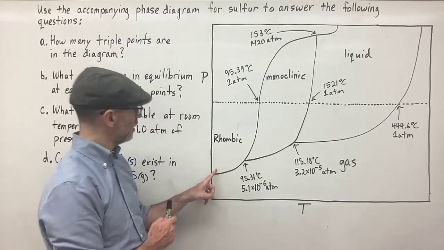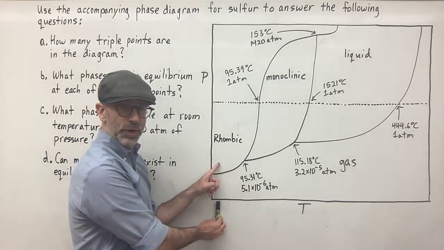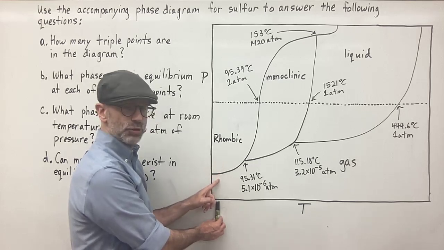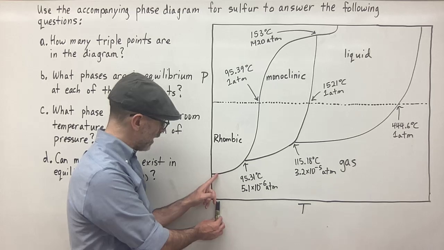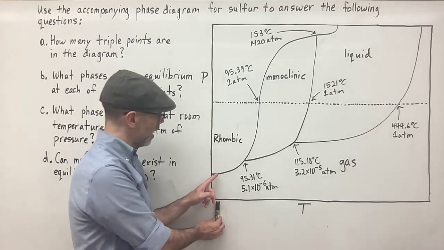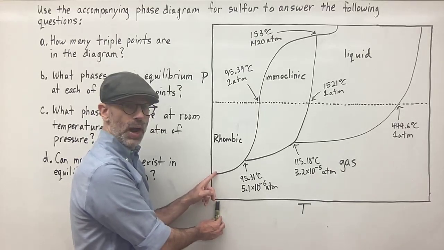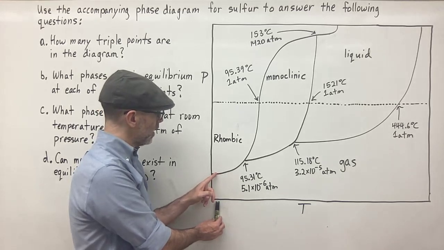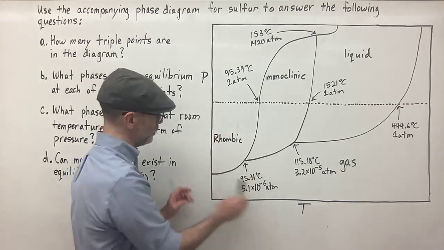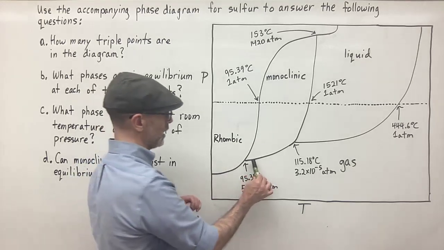So if I'm at this temperature here and I have too high of a pressure, it goes into rhombic. If I have too low of a pressure, it goes into the gas phase, right? But if I'm right at the pressure that puts me on the line here, that is going to be in equilibrium, so both the rhombic and the gas phase are together at the same time. And as long as the pressure and temperature are such that I'm on this line, I'll be in equilibrium, right?